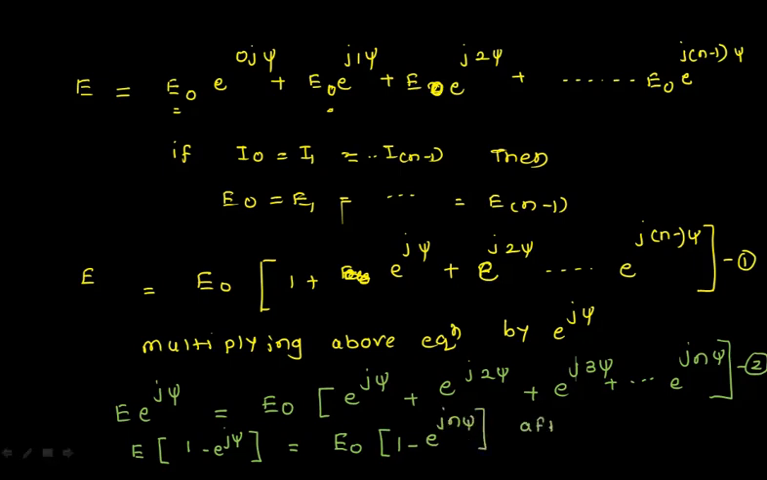After subtracting 2 from 1, you have received a new equation which gives you E times (1 minus e raised to j psi) is equal to E0 times (1 minus e raised to j n psi). So here I can rearrange the terms for this equation which I have received now, or I can write it on the next slide. So I'll just write that equation again which I have received.